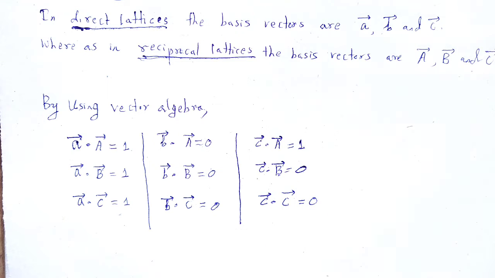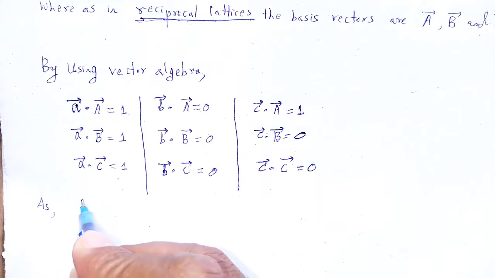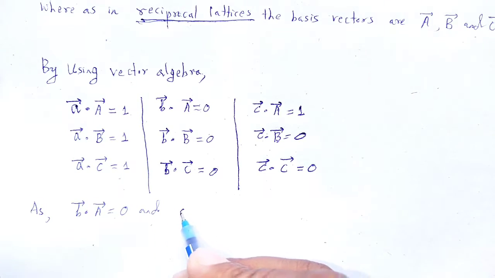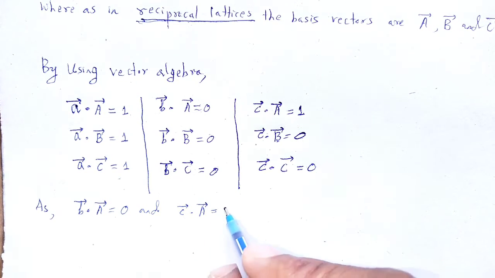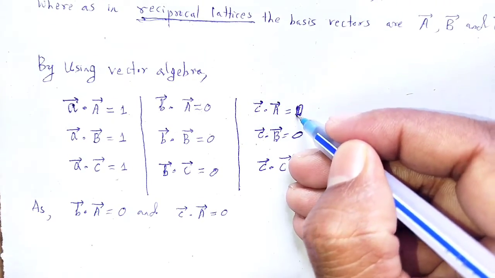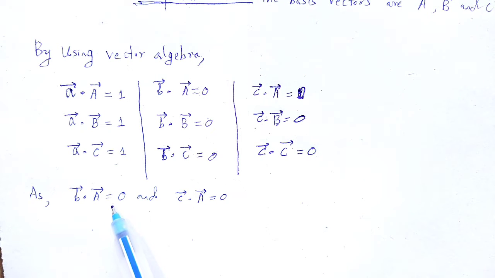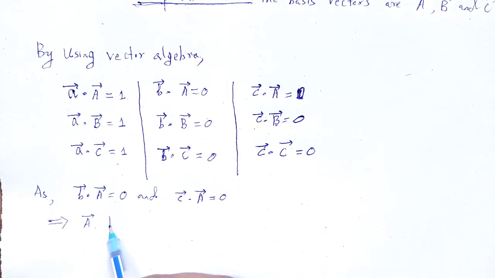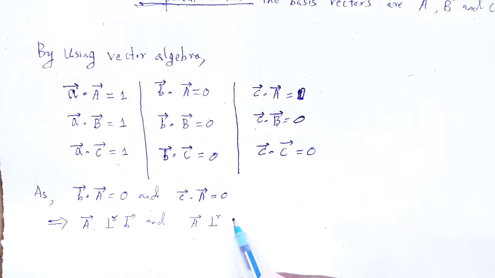This basic vector algebra is useful to us, as b vector dot product of a vector is equal to 0 and c vector dot product of a vector is equal to 0. b dot a is 0, c dot a is 0. If the dot product of two vectors is equal to 0, then the angle between these two is 90 degrees, which implies a vector is perpendicular to b vector, and again a vector is perpendicular to c vector.